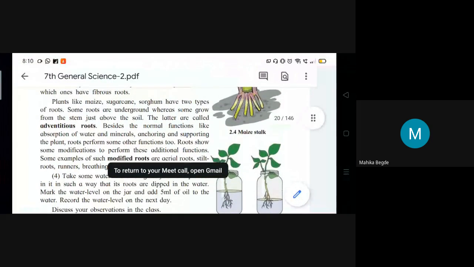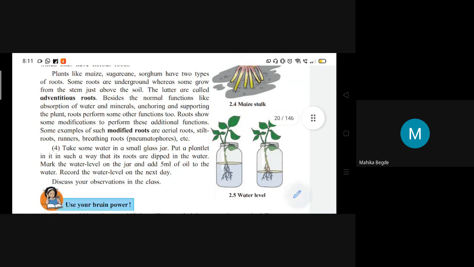Now, adventitious roots. Some plants like maize, sugarcane, and sorghum have two types of roots. Some are underground, whereas some grow from the stem. Those which grow from the stem are called adventitious roots. Roots also show some modification to perform additional functions, and such roots are called modified roots, which are aerial roots, stilt roots, runners, breathing roots, etc.